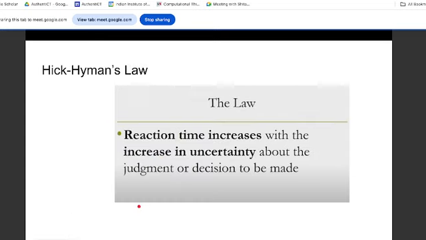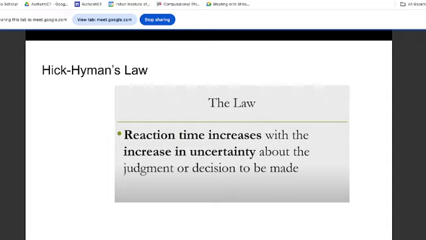The law states that reaction time, this RT, increases with the increase in uncertainty about the judgment or decision to be made. So basically, the greater the number of options that there are, I have to make an informed choice multiple number of times. So then my reaction time is obviously going to increase.